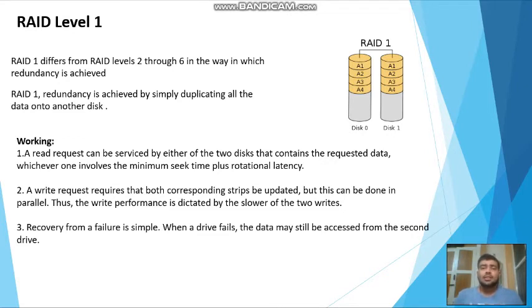Let's understand in a scenario what happens if say A2 of disk 0 fails. Then I take out the faulty disk, I put in the new disk, and A2 of disk 1 copies the entire data into disk 0 A2 and we get the data back. So this is how RAID level 1 works.